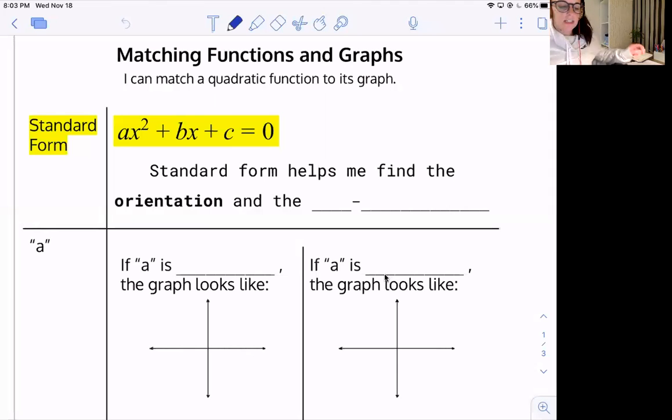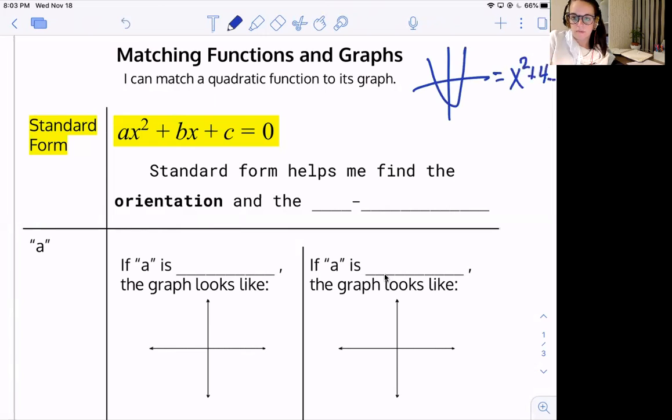Hi, Algebra 2. Today we are working on matching functions and graphs. So our goal today is that we'll be able to take a graph that looks like this and match it to the equation that it goes with, right? There are three different formats that we are going to look at.